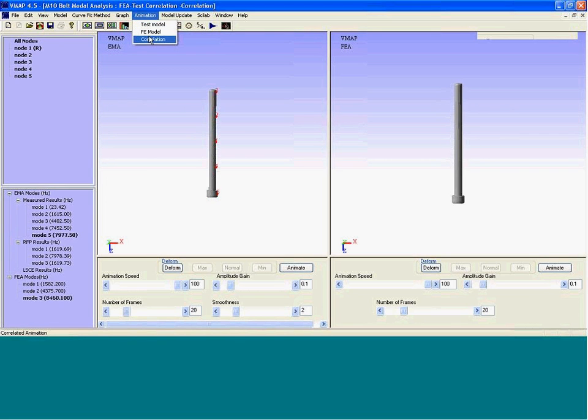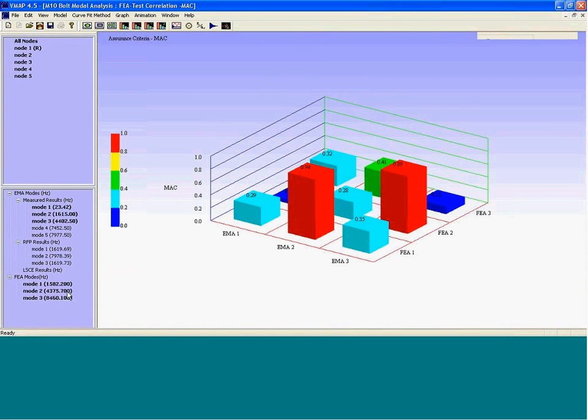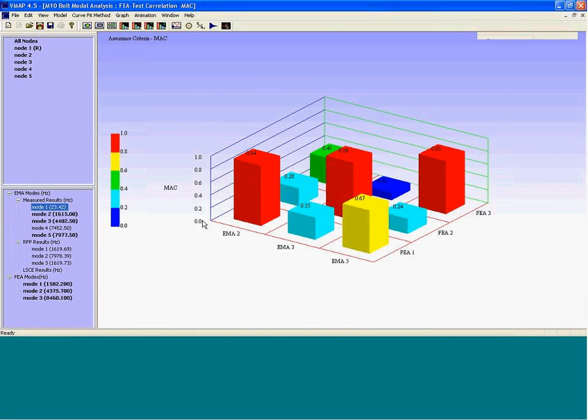Now let's move on and look at numerical correlation, modal assurance criteria. So I have 94% for the first mode, 89% for the second mode, and 83% for the third mode.